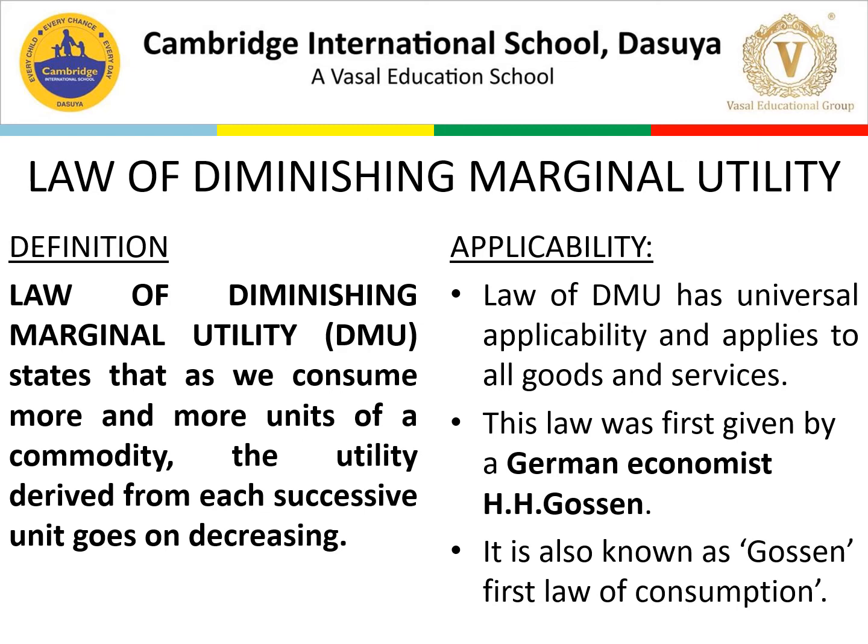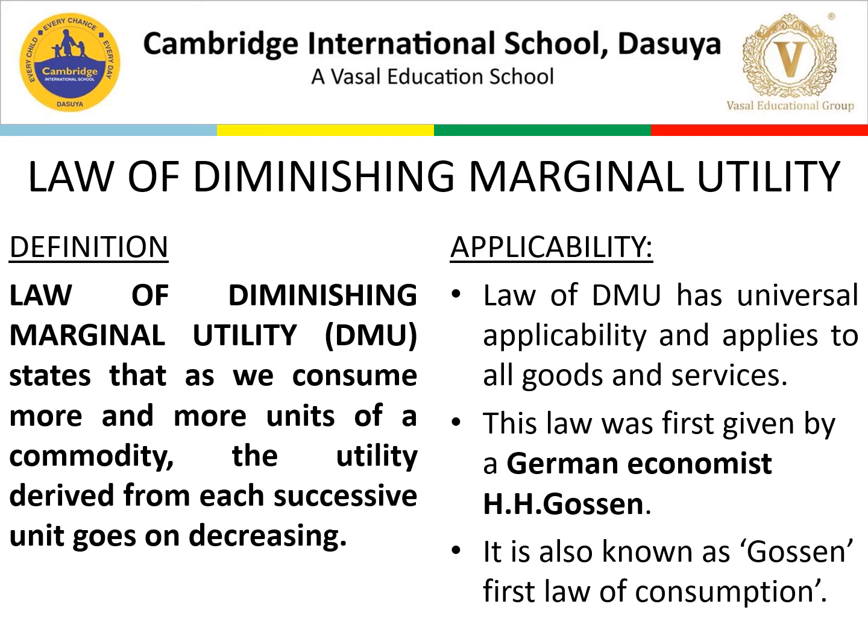Now, this law was first given by, who has given this law? The German economist H. Gossen. It is also known as Gossen's first law of consumption, because of the name of the scientist who has given this law. We have a few more names for this law, but we will discuss them at the end of the class.